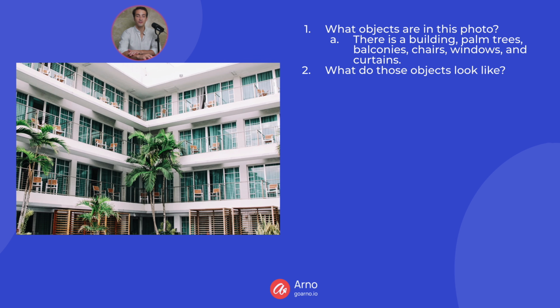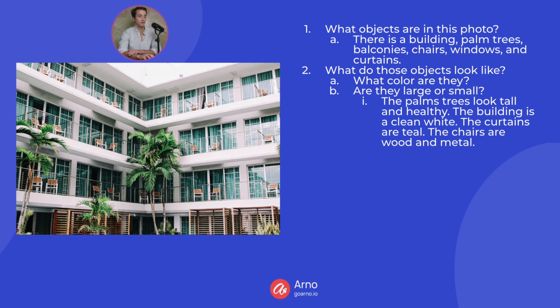What do those objects look like? What color are they? Are they large or small? The palm trees look tall and healthy. The building is a clean white. The curtains are teal. The chairs are wood and metal. So again, by remembering this question of what do the objects look like, what color are they, large or small, we allow ourselves to use so much advanced, specific vocabulary and improve our description so much.